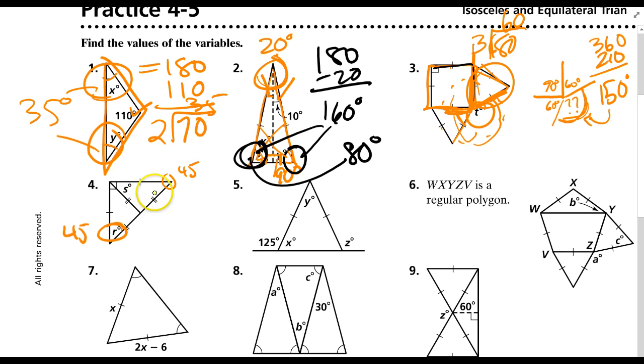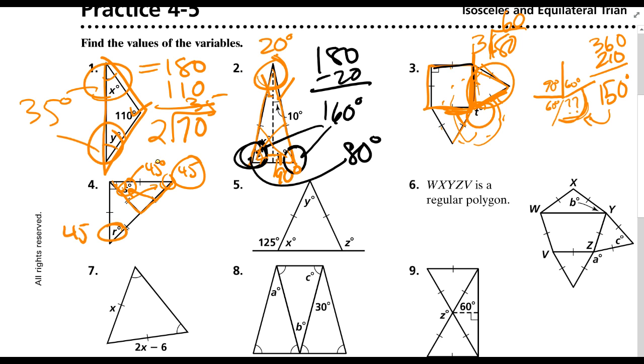Now let me look at this little triangle with the S. This side is congruent to this side, which means that the angles opposite them will also be congruent. So that means this angle here should be equal to this angle here. So that means S is also 45 degrees.